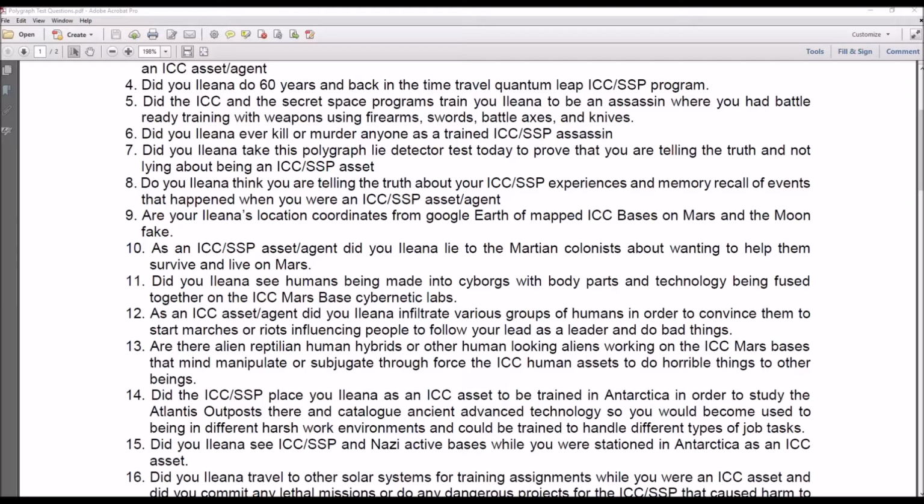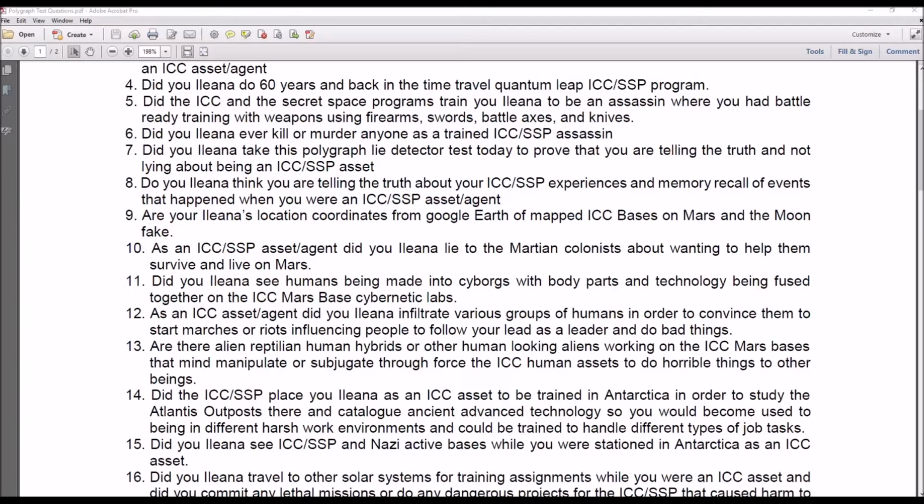And this was creating transhumanism on the ICC Mars bases. Basically taking living human beings and splicing them together with advanced technology to make cyborgs. So that's basically what the experiments were for, to create the perfect cyborgs, living cyborgs made from humans for the ICC, Interplanetary Corporate Conglomerate, and their subsidiaries on Mars in particular.